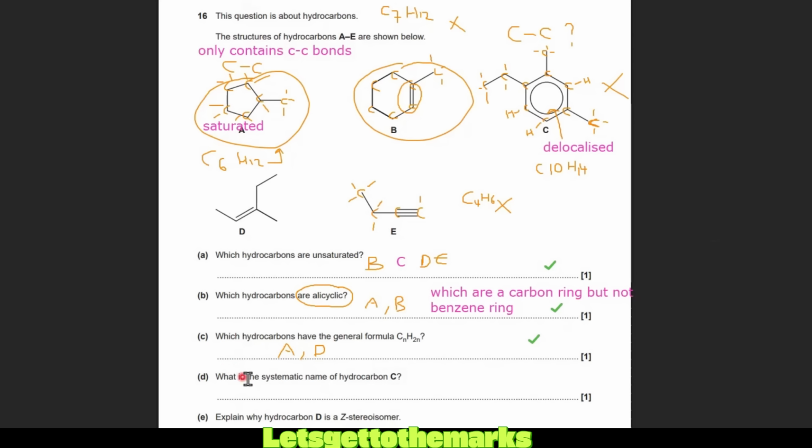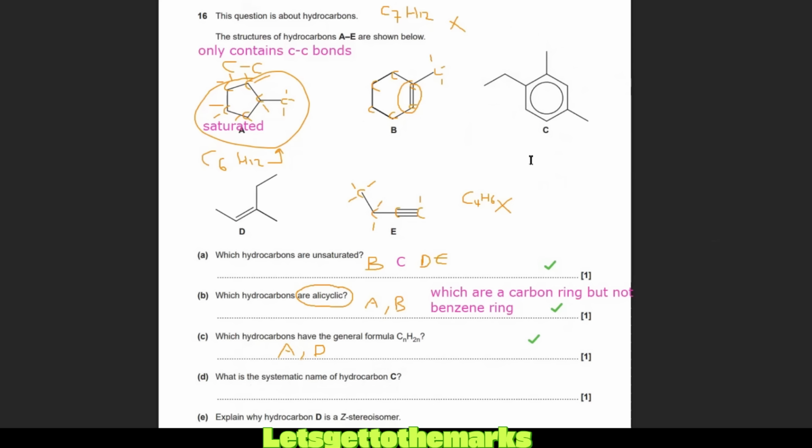Right, next one. What is the systematic name of hydrocarbon C? Oh, well, I've graffitied all over that. That's going to be impossible to work out what's going on. So what's the systematic name of hydrocarbon C? Let me rub this all out because there's no way I can do this with all of this orange stuff all over it.